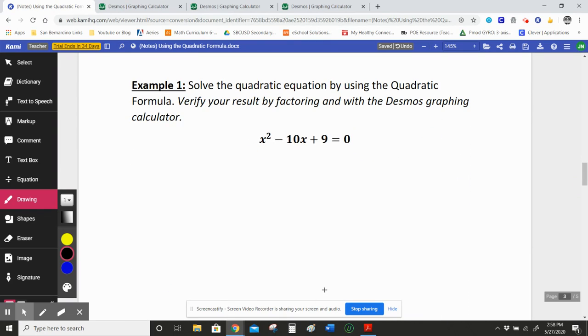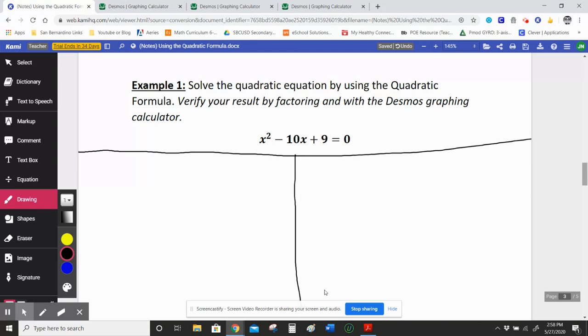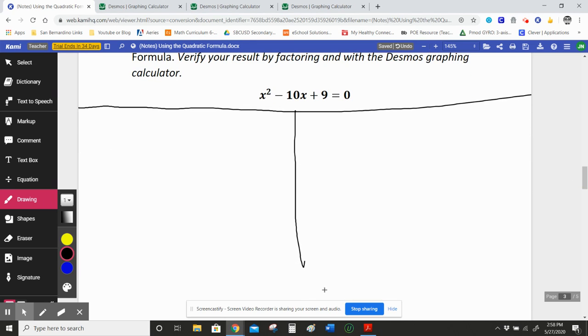So example number 1. I recycled this problem from another problem that we've done in the past. So that way you can check your work. For this example number 1, we're going to be trying to solve this by factoring. And then on the other side, we're going to be trying to solve this by doing the quadratic formula.